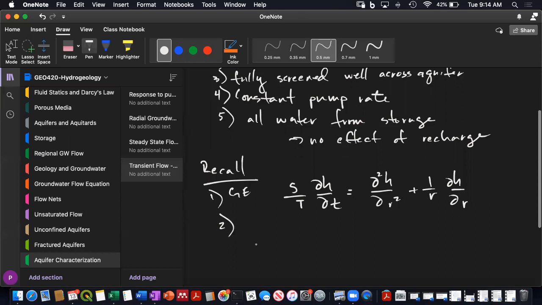Ingredient 2 are boundary conditions. So what we say is that our head is equal to H naught at r equals infinity. All this means is that there's some distance out there which our pumping is not affecting. All right, and at that distance, our head is equal to the initial head level. Again, this is fine for short time pumping intervals.